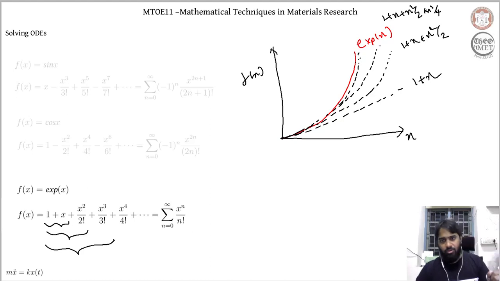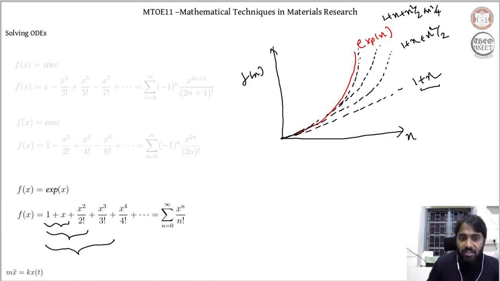You can take your Maclaurin or any other tool, even Google, and plot e to the power x, and then plot 1 plus x, 1 plus x plus x squared by 2, 1 plus x plus x squared by 2 plus x cubed by 3 factorial. You can keep on doing that, and you would see every time you introduce a new term, your curve gets closer to your original function.